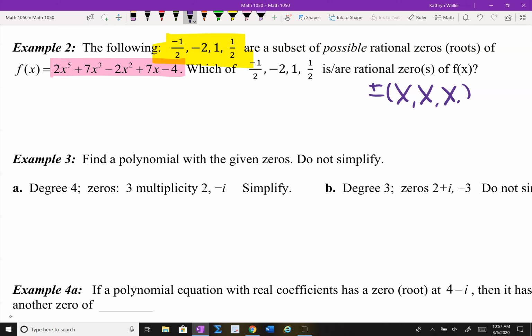So -2, store, enter, up, enter, did not work. 1, store, enter, up, enter, did not work. 1 divided by 2, store, enter, up, enter, and it didn't work. Did any of them work for you? Wonder if it's a typo. Let me check it really fast. Well, that's not good. Didn't work. None of them work.